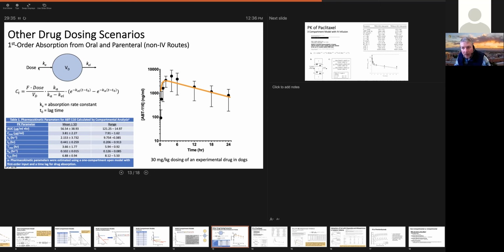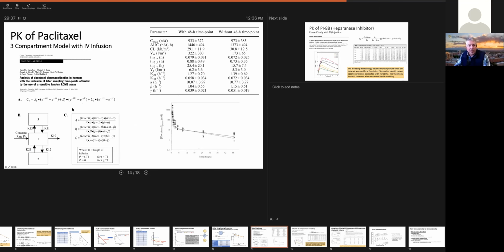Okay, here's another example. This is a pharmacokinetic study with paclitaxel, published in 2003. And the key here in the modeling is that this is one of the first times we actually measured paclitaxel, or I'm sorry, this is not paclitaxel. I even wrote this paper and I can't even remember that. This is docetaxel, not paclitaxel.